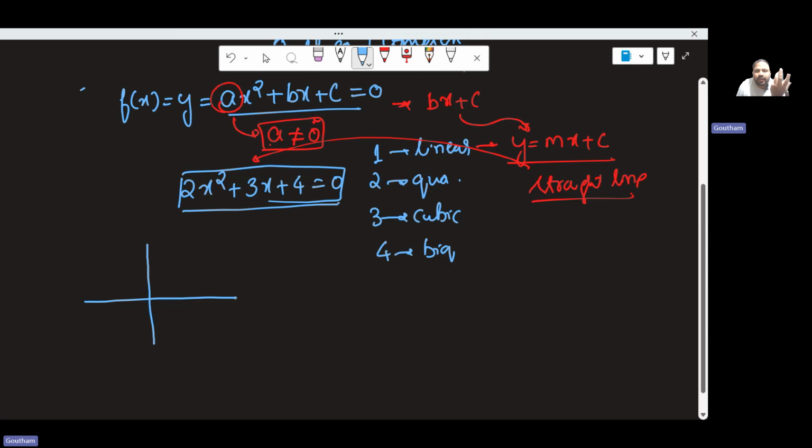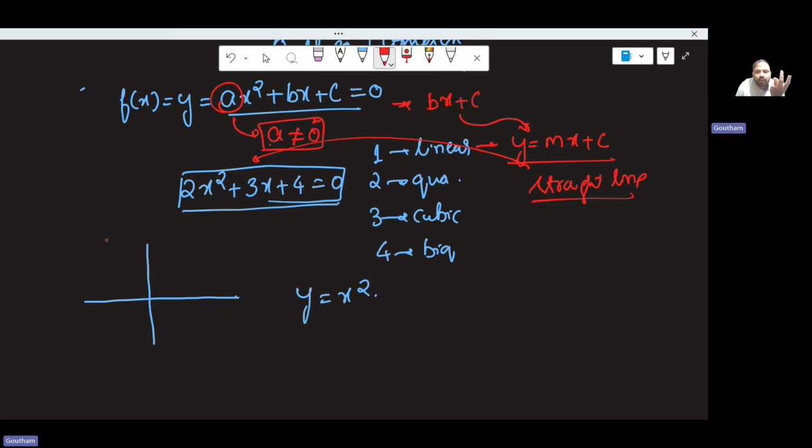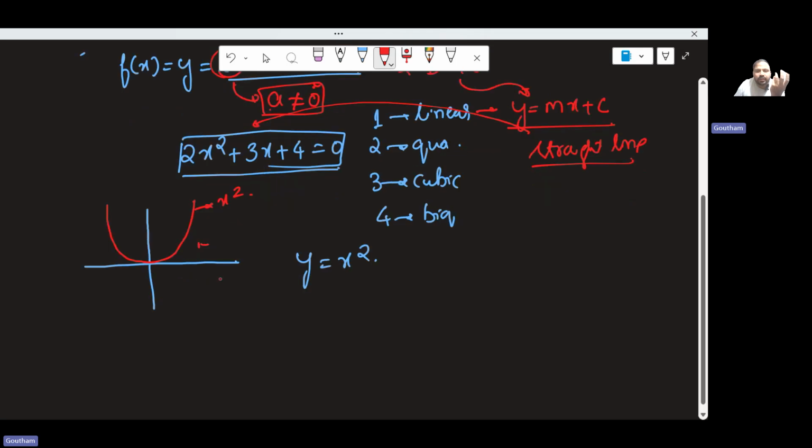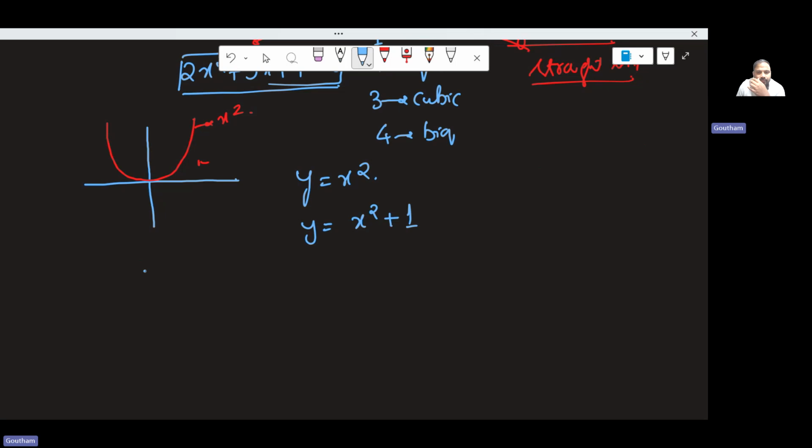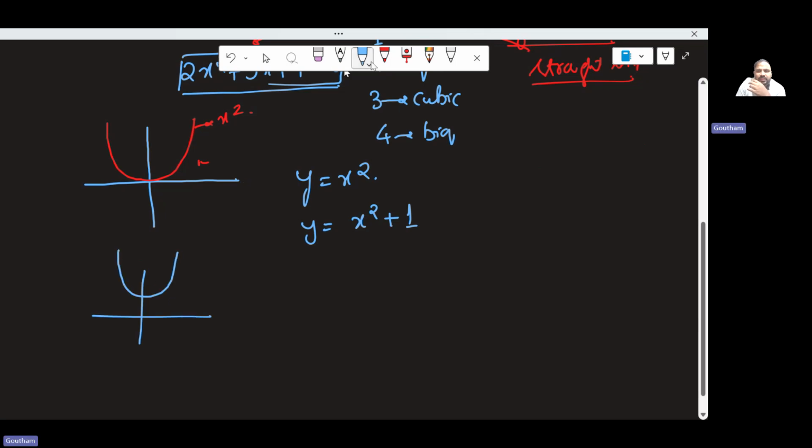Let me take a simple curve, y is equal to x square. Very, very important. This is my x square curve. Now, similarly, let's look at how the curve y is equal to x square plus 1 looks like. See, it has shifted by 1 unit. This is my x square plus 1.